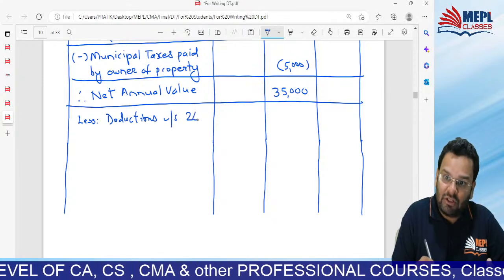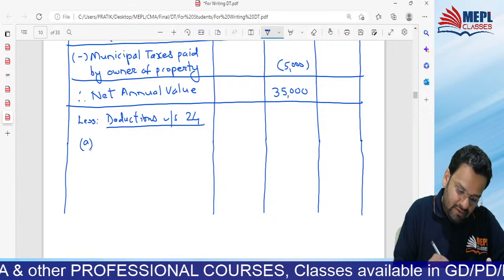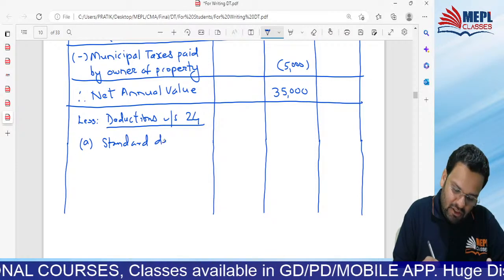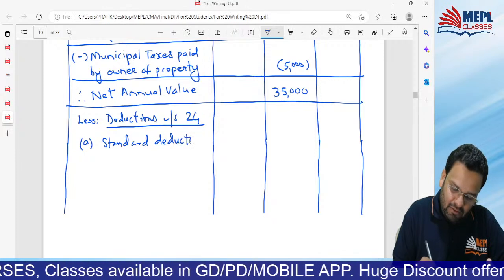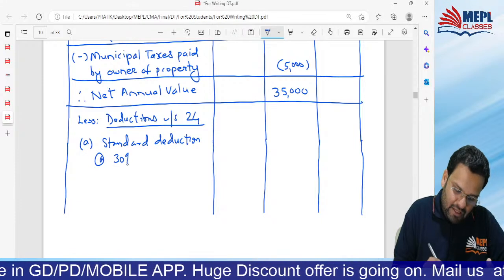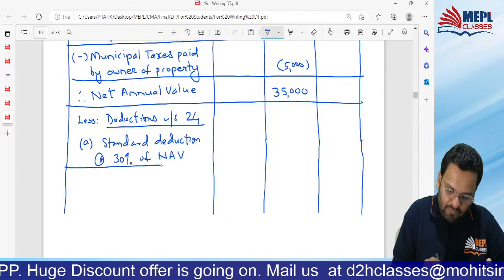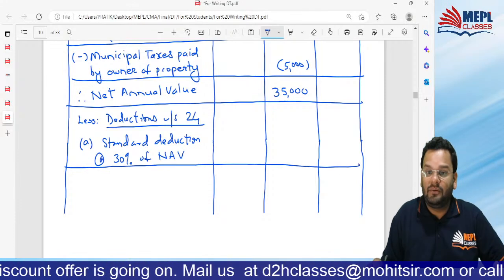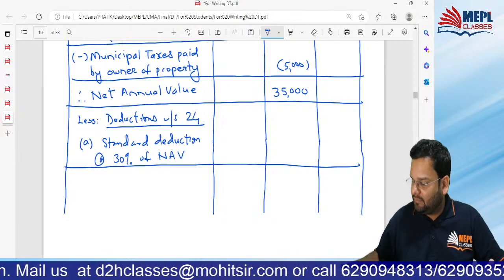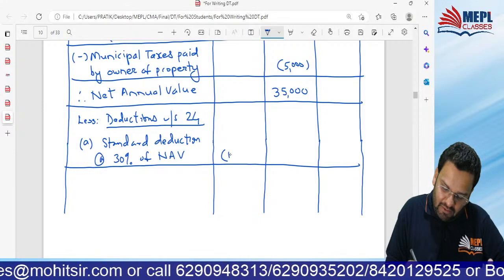Deductions under section 24. A is standard deduction. This standard deduction is at 30% of NAV. So what is the standard deduction? 35,000 into 30%. What is that? Is it 10,500?